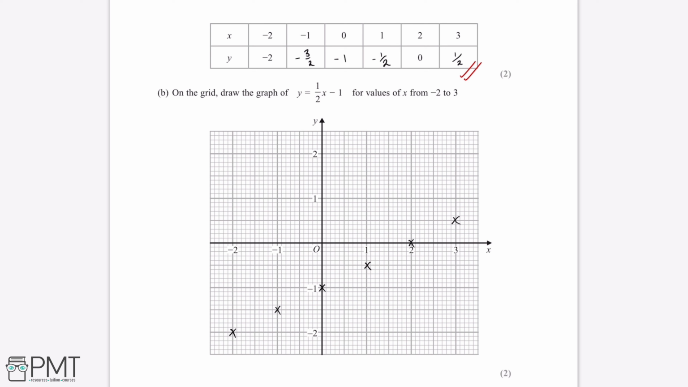However, we'll need to draw a line between these. So using a ruler, we want to draw a straight line through all of these points. And this is the graph of y equals a half x minus 1. And we'll get both marks for correctly completing the graph.